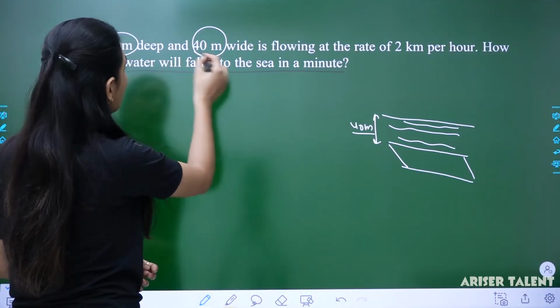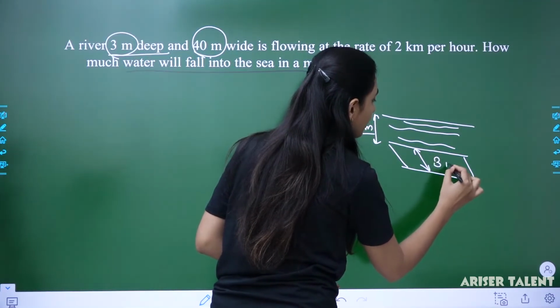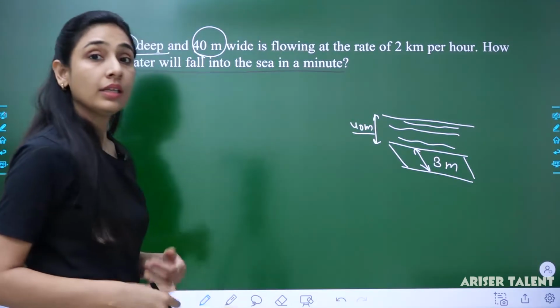How deep is it? 3 meters. So this is 3 meters. This is your 3 meters. Okay, now what is next?